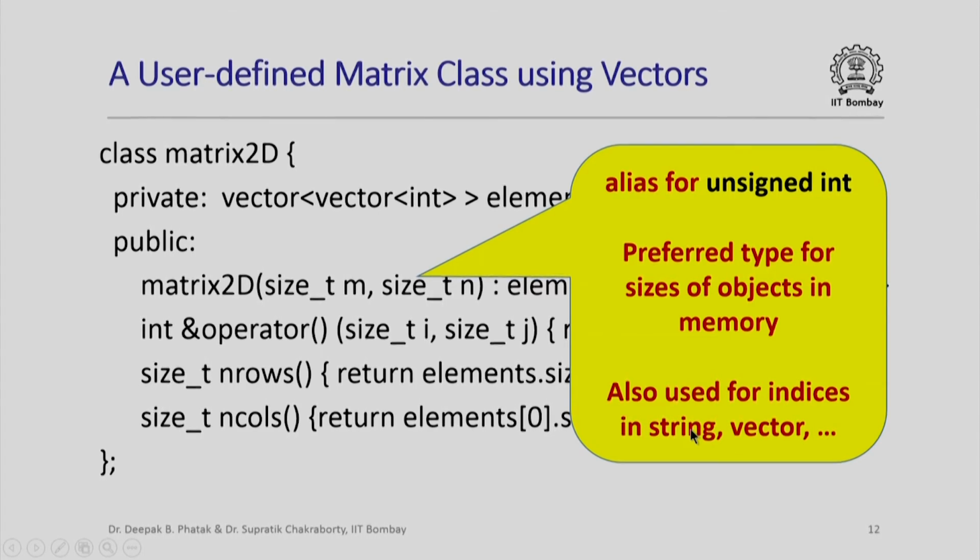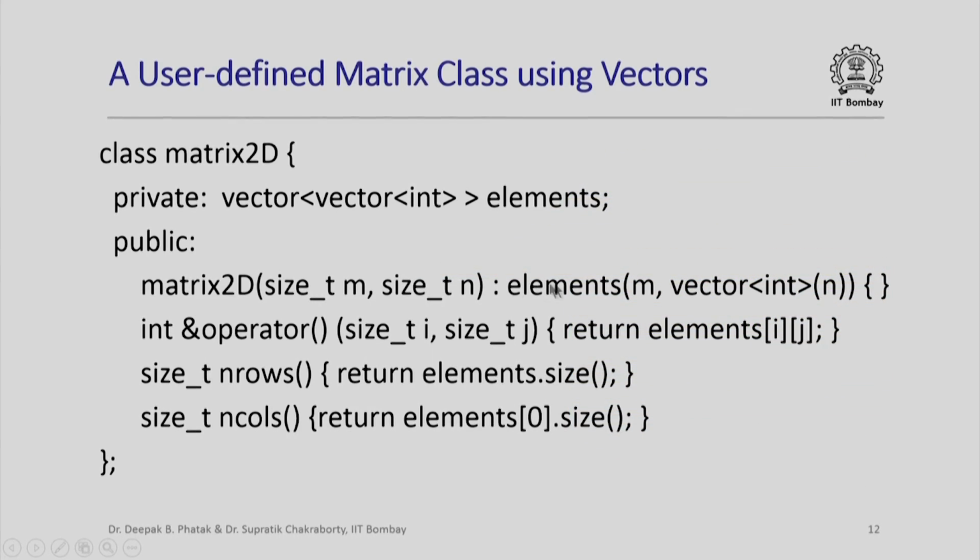So for example, the find or the rfind member function in the class string that we have studied actually returns an index which is of type size_t. Of course, you must also remember that size_t is really an alias for unsigned integer. So let us see what this constructor function does.